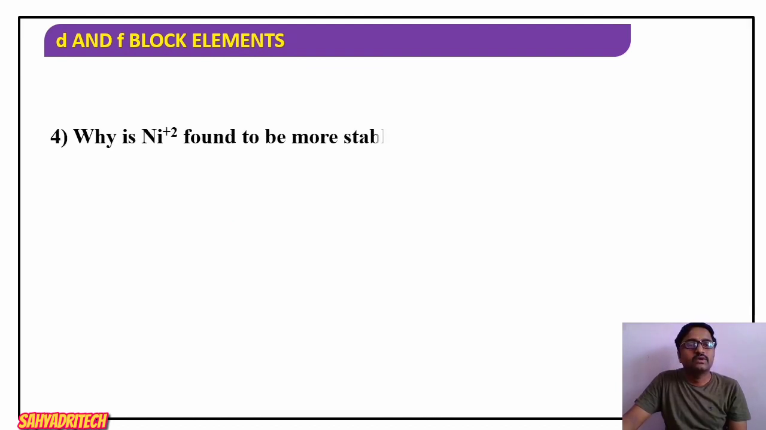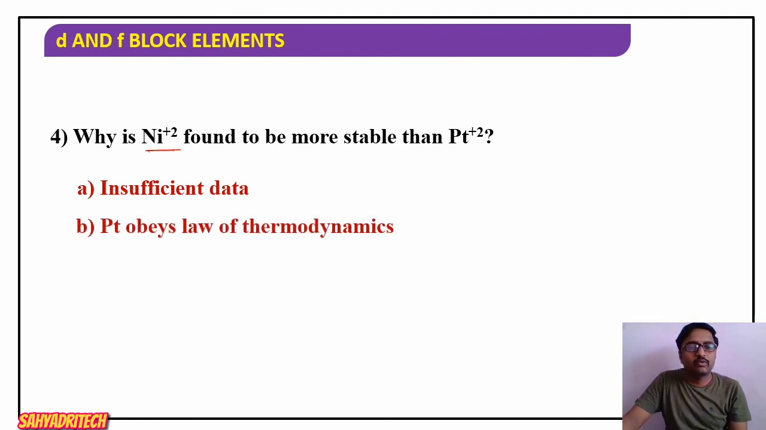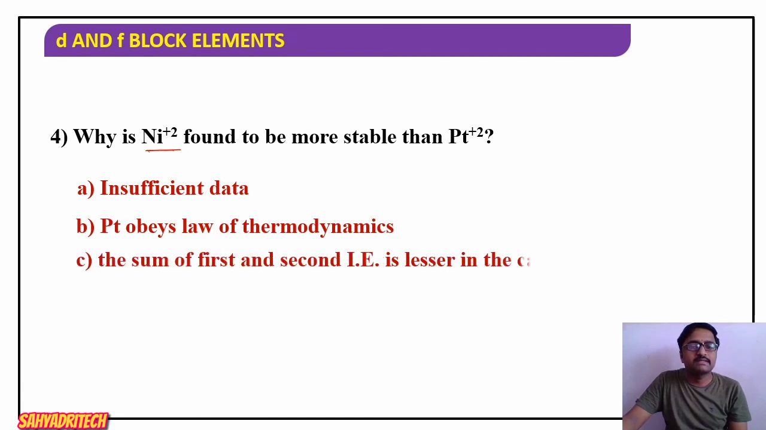Next one, why is Ni2+ found to be more stable than Pt2+? Options: option A, insufficient data; platinum obeys laws of thermodynamics; the sum of first and second ionization enthalpy is lesser in case of Ni2+; none. So yes, why is Ni2+ more stable? As we said, the sum of the first two ionization enthalpies is less. Therefore, Ni2+ will be more stable. Similarly, if we consider the +4 state, Pt4+ is more stable, as the sum of the first four ionization enthalpies is less. Therefore, Pt4+ is more stable.